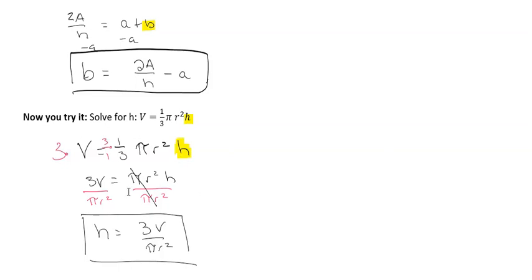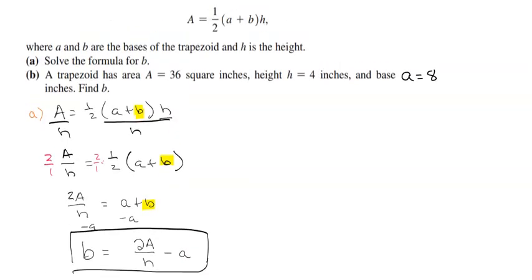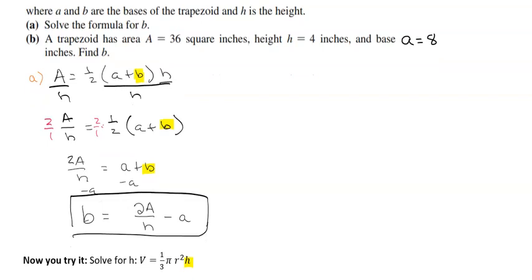I tried to put the work that I did rearranging in pink so you could see what I did. All right, so there was a second half of this problem, and I'm going to do it now. So coming back up here, the second half of the question asks, the trapezoid has an area of 36, a height of 4, and a base of a equals 8. So we're just going to plug everything in. Now we're going to find b.